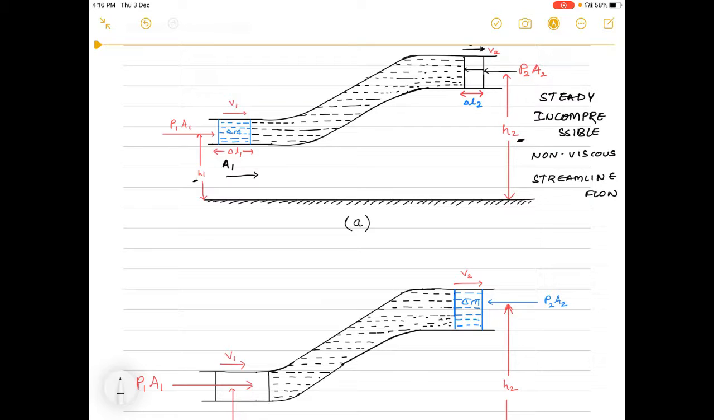The cross-sectional area of this tube at left is A1 and it is at a certain height from the reference level, that is h1. As you go from left to right, the pipe goes on widening and it is at the height h2 from the same reference level. At right, it is horizontal with a uniform cross-sectional area A2. As we go from left to right, the pipe is widening, so the cross-sectional area at right we are considering as A2.